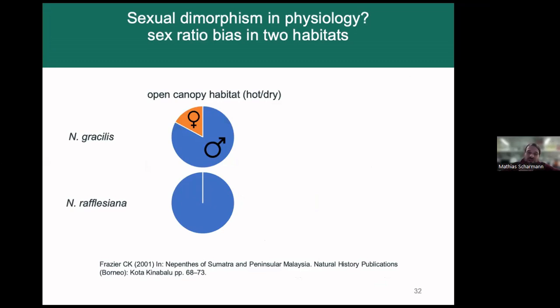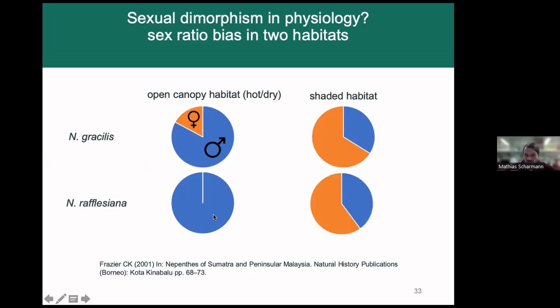But then there are other aspects of male and female Nepenthes that might be different, and this is one of the very few data sets that exist about that. What these researchers did quite a while ago, they counted the male and female plants in 2 different habitats for Nepenthes gracilis, and in an open dry habitat where the forest had been cut, most plants are male and very few females. In gracilis and in Rafflesiana, there were even only males in this habitat.